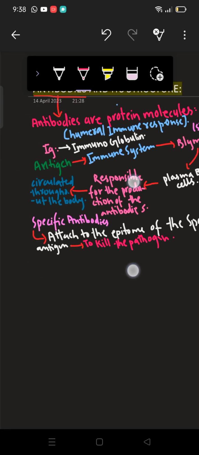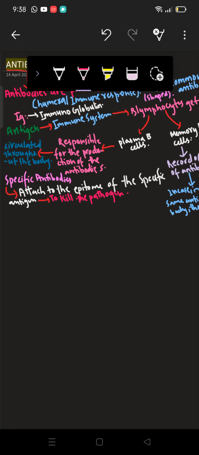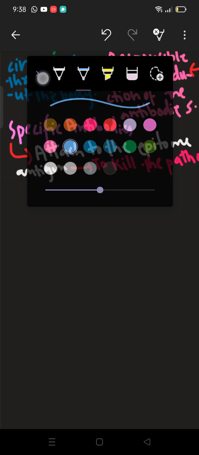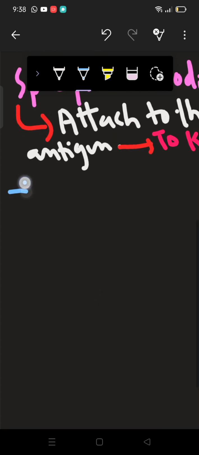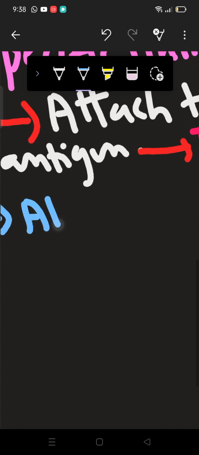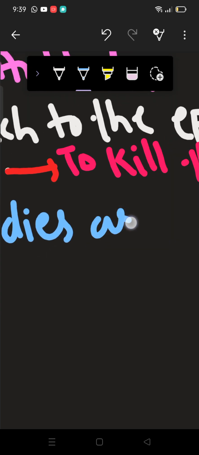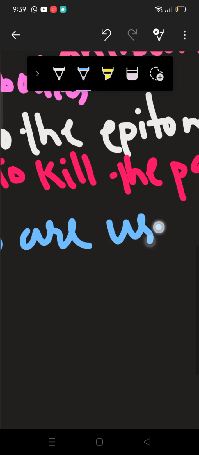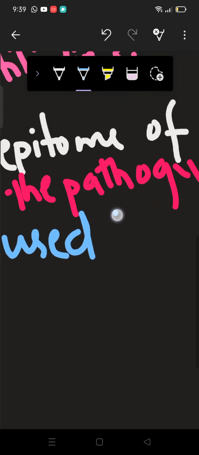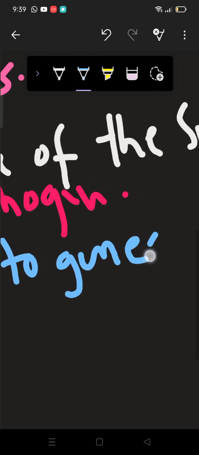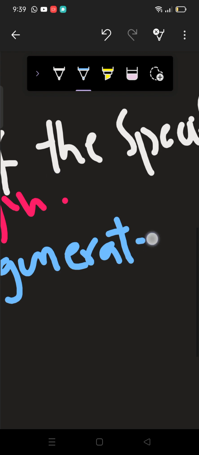Alright, so why are antibodies used? Antibodies are used to generate immune power. This is the last point. Antibodies are used to generate immune power.